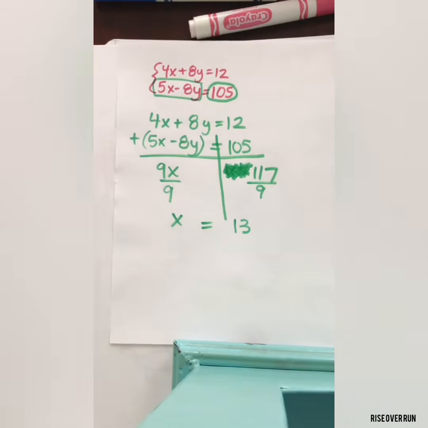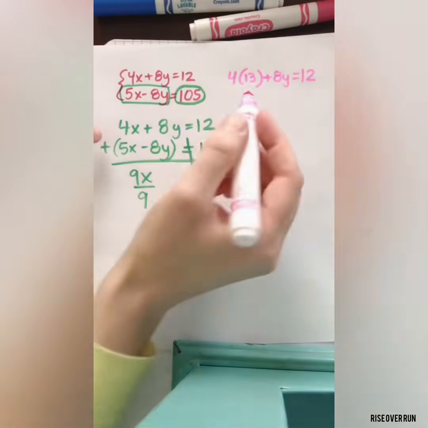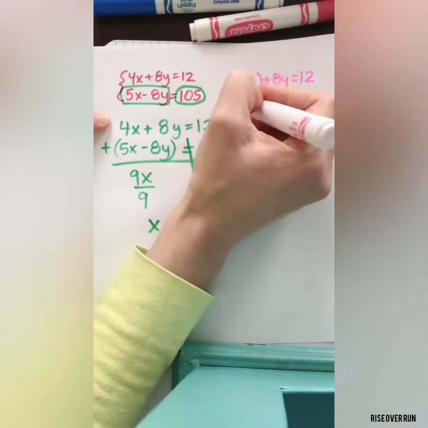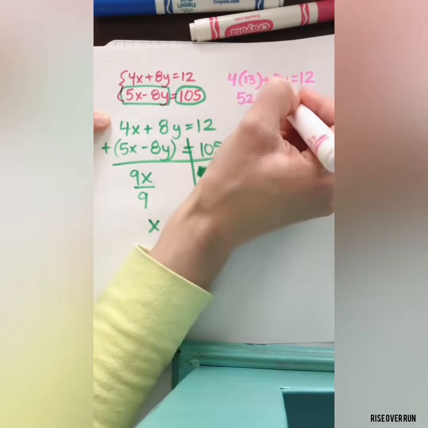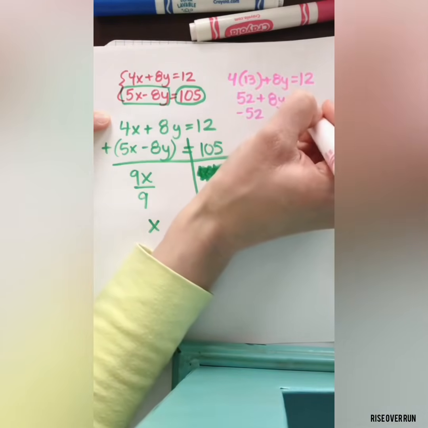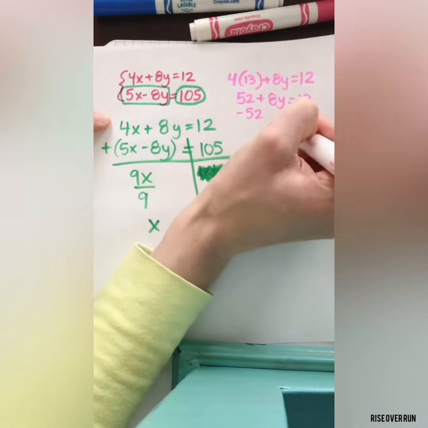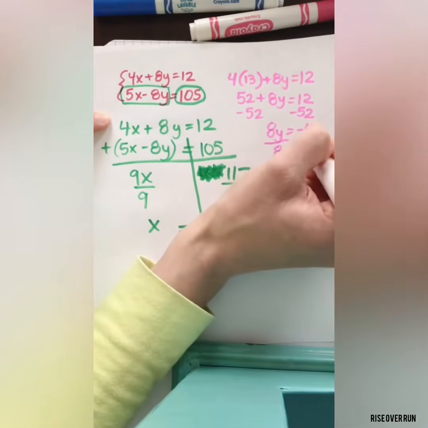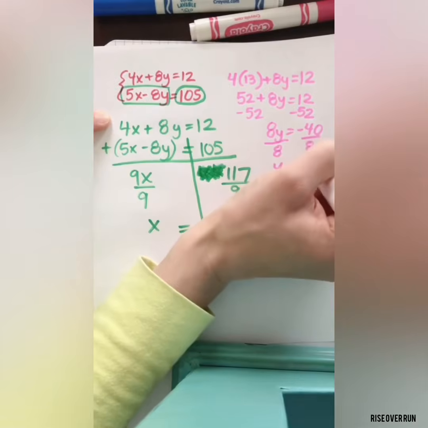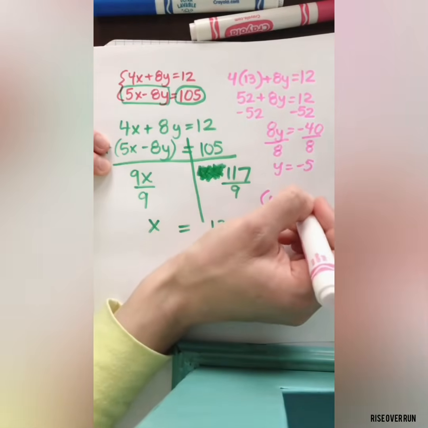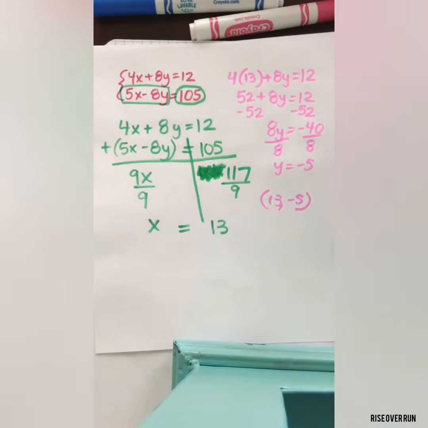Let's use the first one. 4 times 13 is 52. Now I'll subtract 52 from both sides. Divide by 8, and y is negative 5. So my solution is 13, negative 5, using elimination.